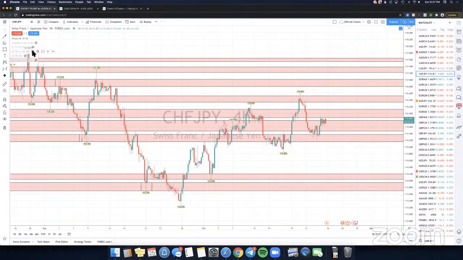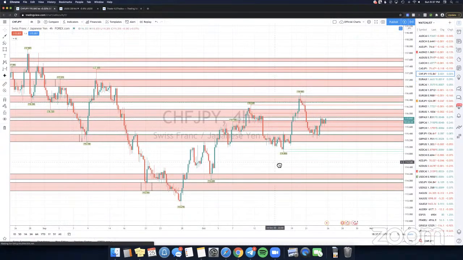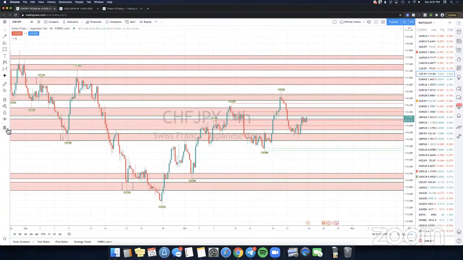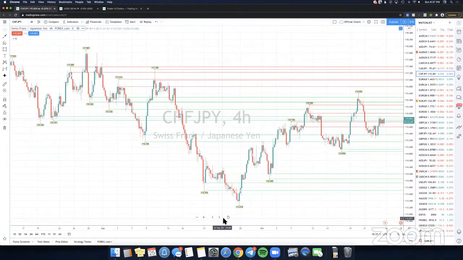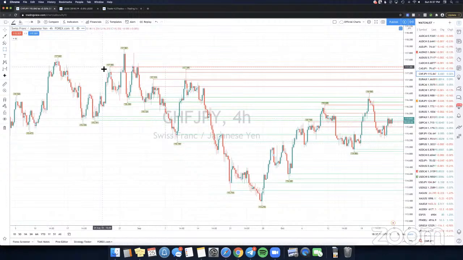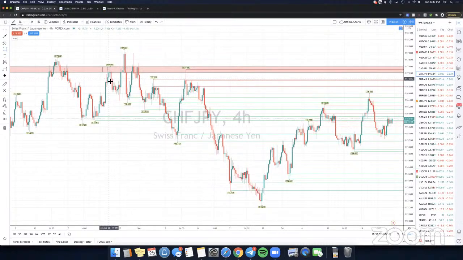All right, so let me check out CHF JPY right here. It looks like we have some new zones. So I'm just going to delete these and then redraw the zones over here. So we got this zone up here. We got this zone right here. We got these lower zones over here.